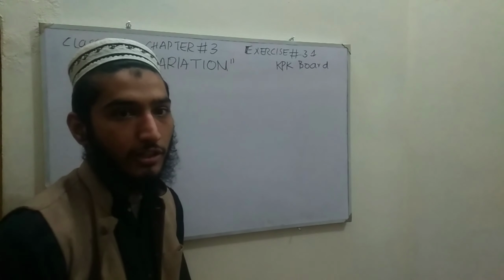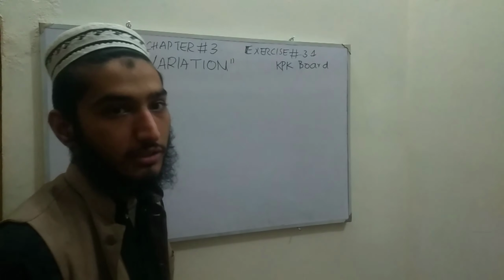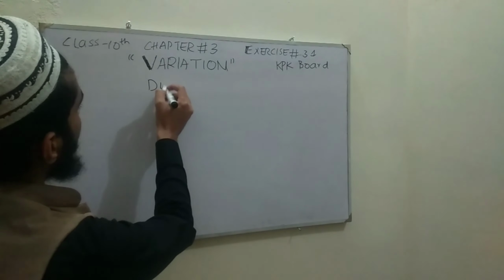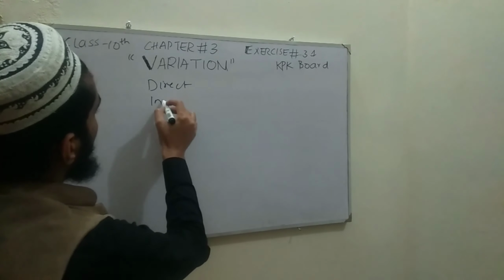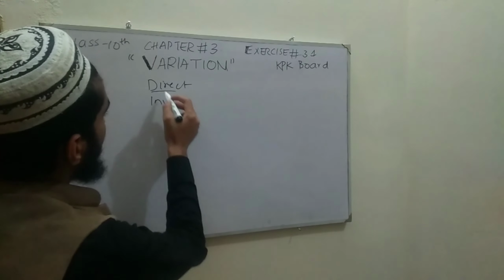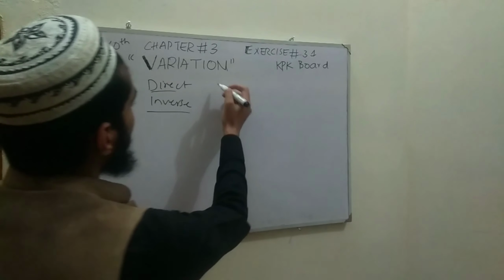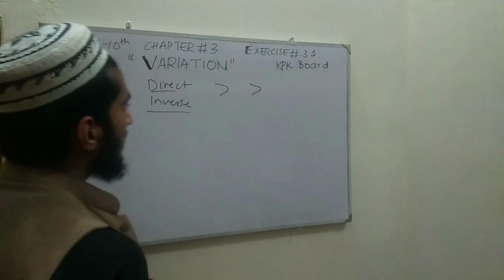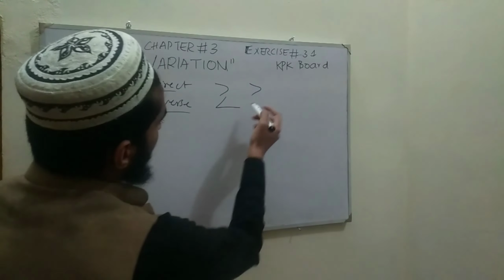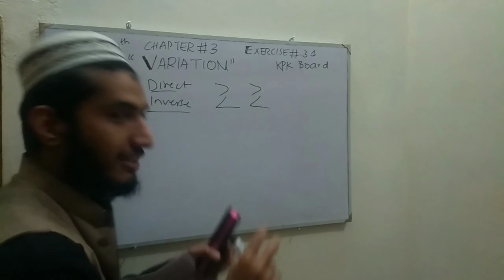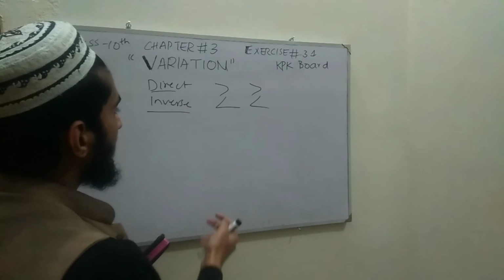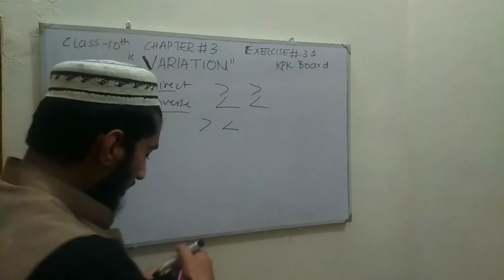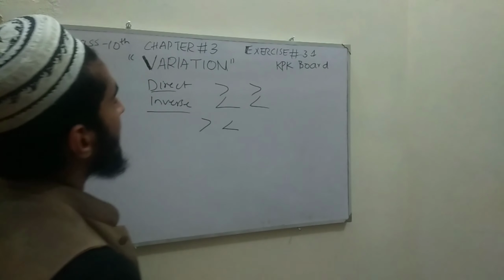What is variation? Variation is actually the changes occurring between two quantities. We have two types of variation: direct variation and inverse variation. In direct variation, if one quantity increases, the second quantity will automatically increase, and if one quantity decreases, the second quantity will automatically decrease. It means direct relation. Inverse means opposite relation. If one quantity increases, then the second quantity will decrease. So these are the two relations which we are going to study in chapter number 3.